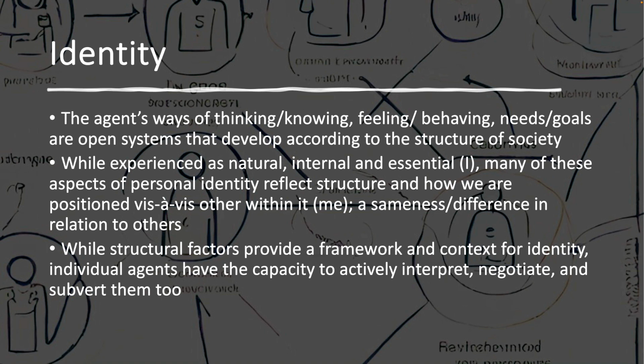Sometimes within identity theory, this is the me, right? The object of others. Identity reflects this sense of sameness and difference in relationship to others in society. While structural factors provide a framework and context for identity, individual agents have the capacity to actively interpret, negotiate, and subvert them too, leading to unique forms of identity.